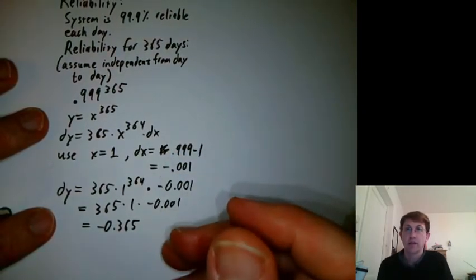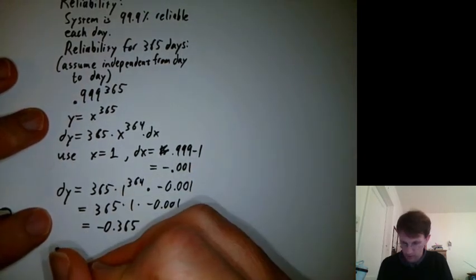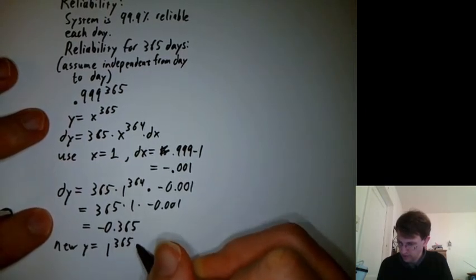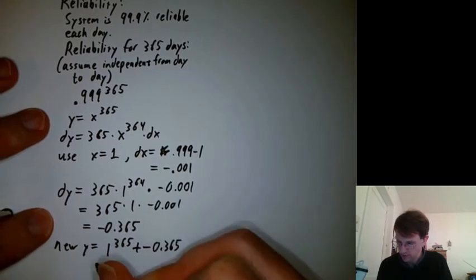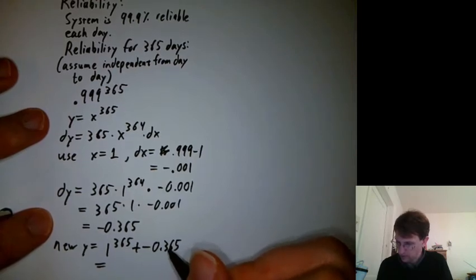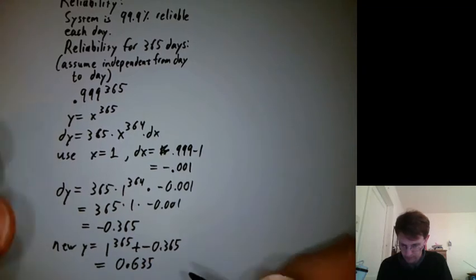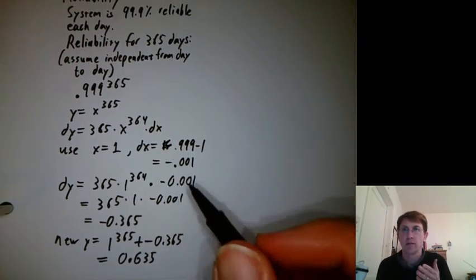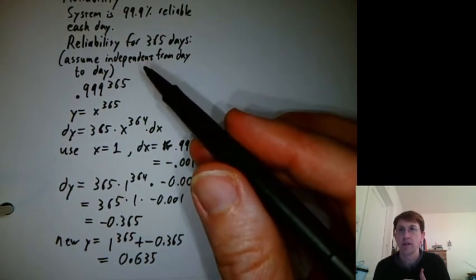Well, that's the change in the reliability from a reliability of 1. So our new y is 1 to the 365 plus negative 0.365, which works out to 0.635. So is that good enough reliability? This 99.9% reliable system, what's the chance it operates every day for a year straight?